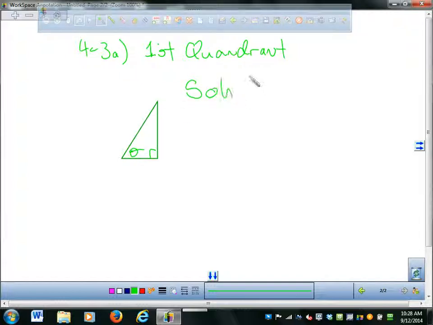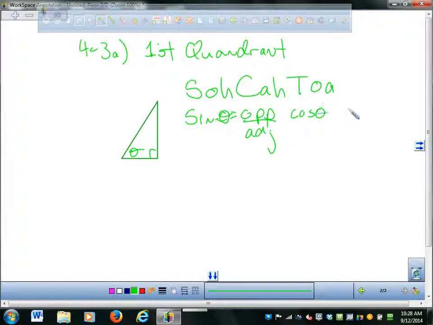Do you remember SOHCAHTOA? How many of you have never seen that before? Okay. That stands for sine of theta is equal to the ratio of the opposite over the hypotenuse. Cosine is equal to the ratio of the adjacent over the hypotenuse. And tangent is equal to the ratio of the opposite over the adjacent, right?